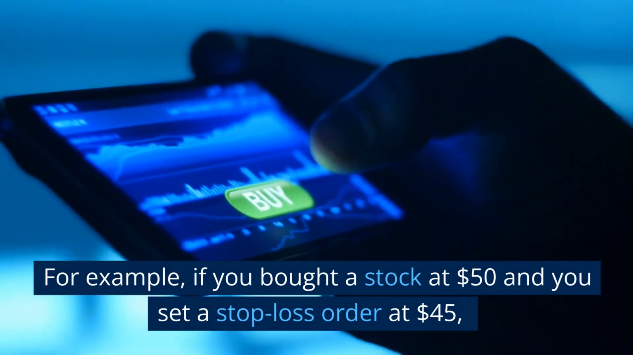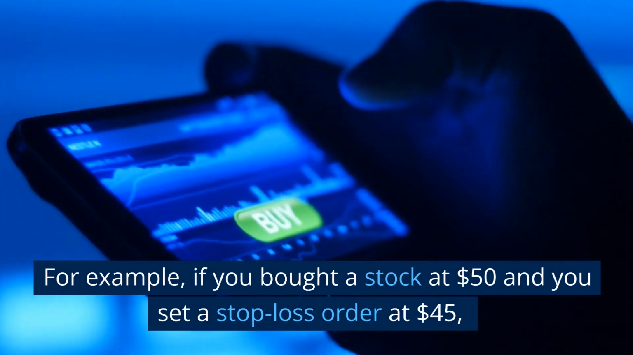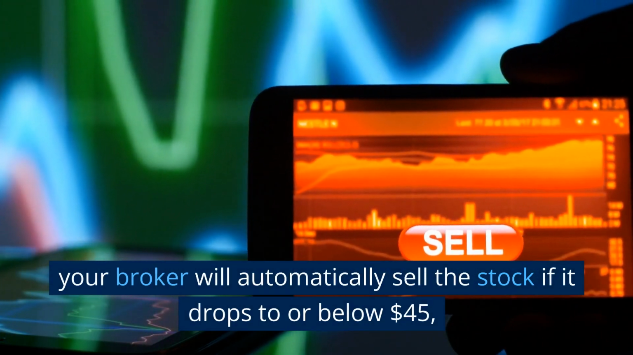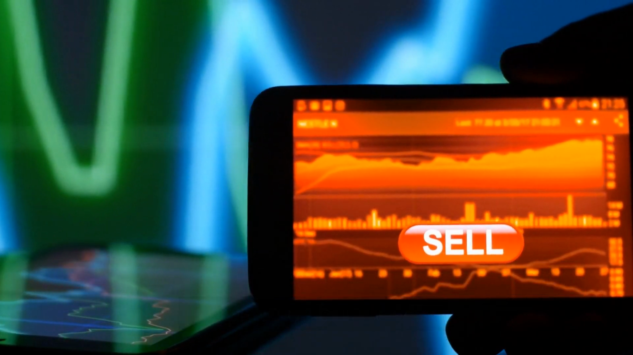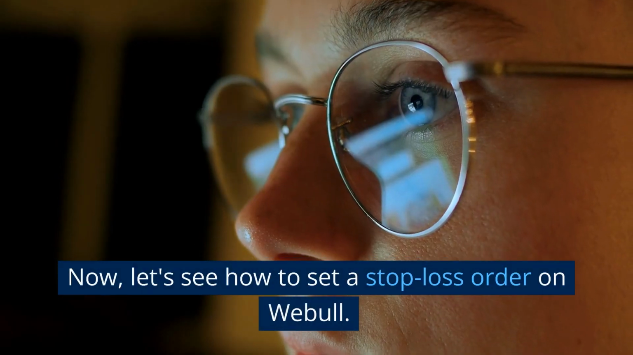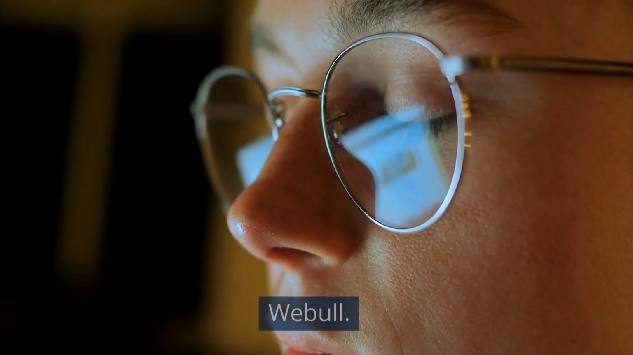For example, if you bought a stock at $50 and you set a stop-loss order at $45, your broker will automatically sell the stock if it drops to or below $45, thus limiting your potential loss to $5 per share. Now, let's see how to set a stop-loss order on Webull.